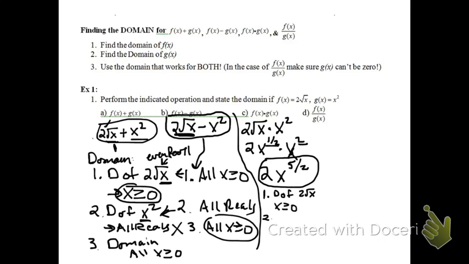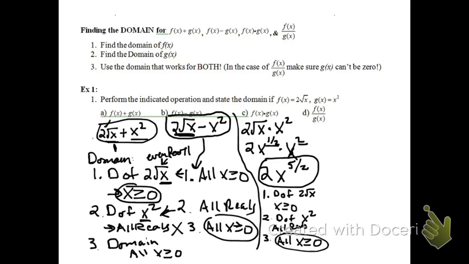Step 2 would still be to find the domain of g of x, which is x squared, and we know that's all reals. And once again, for step 3, we would use the most restrictive from both steps 1 and 2, which is all x values bigger than or equal to 0. That is going to be the same.